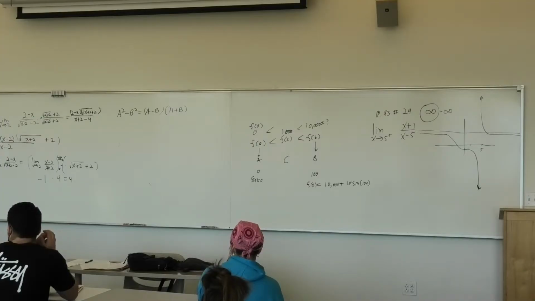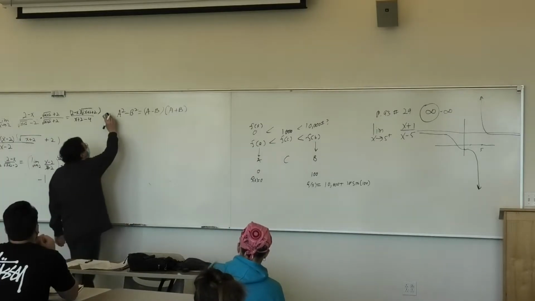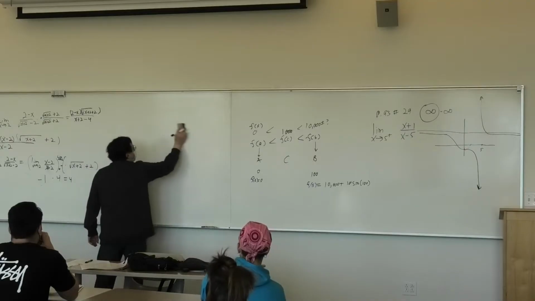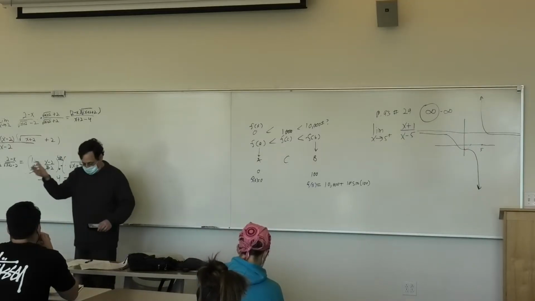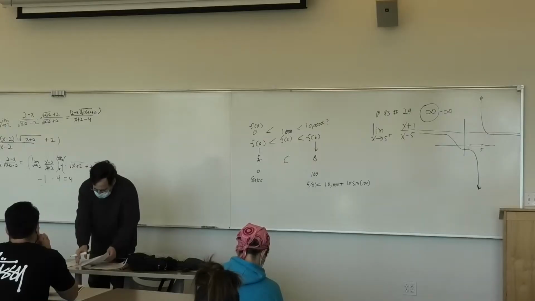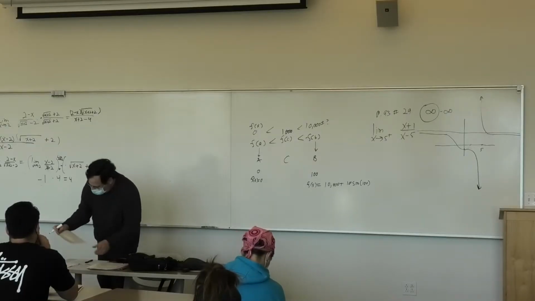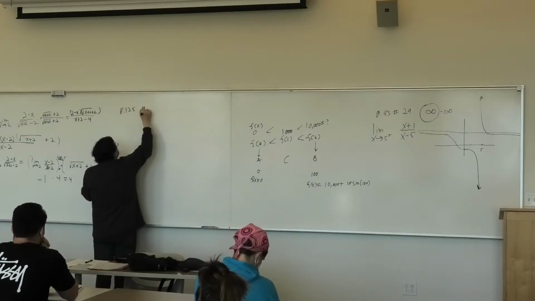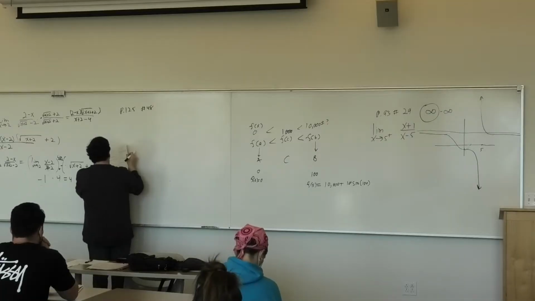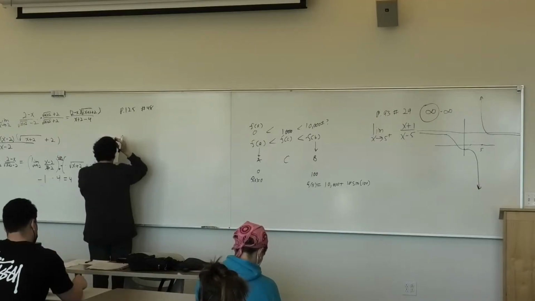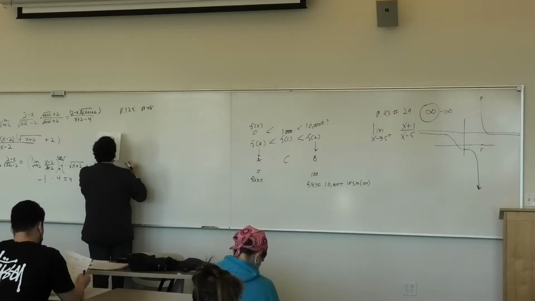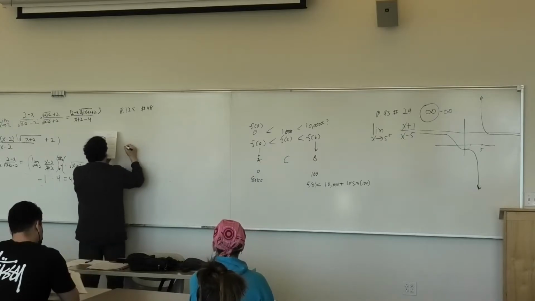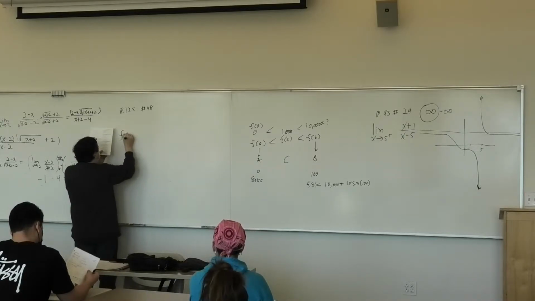Got the same thing? No, I was just going to ask about another problem from the homework. Okay. Page 125, number 48. Find the values of A and B that make F continuous everywhere. Okay. So what's our function?